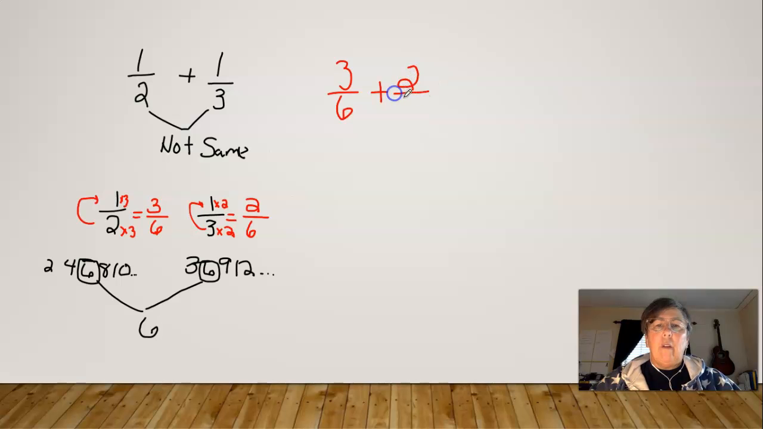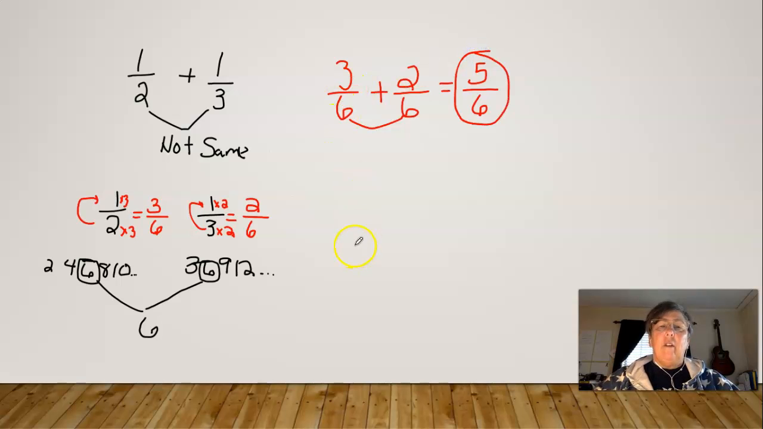Because these are the same, we can add them together. The only way you can add fractions is if the denominator is the same. So the denominator is going to be 6, and we're going to add 3 plus 2 is 5. So the answer would be 5/6. Want to see another one?